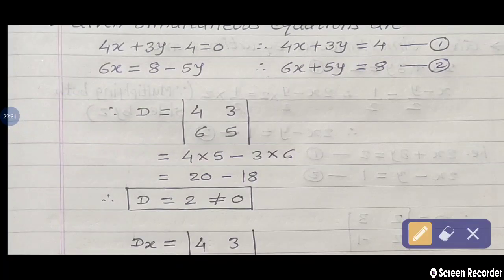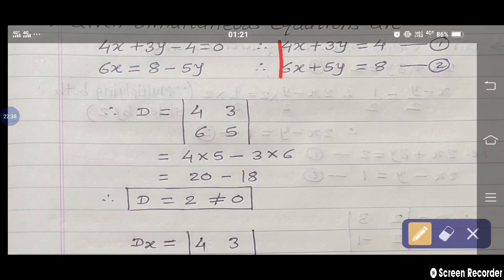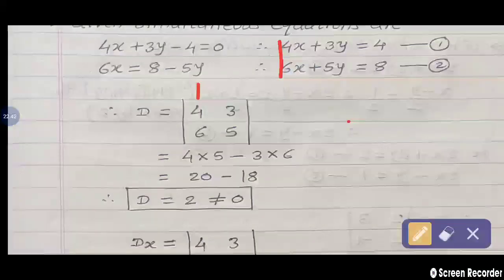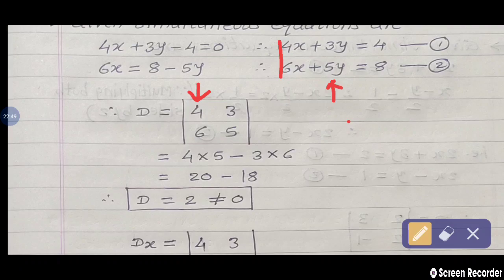Now compare the coefficients of x and y. Coefficients of x here are what? 4, 6, that we write in the first column, and coefficients of y in both the equations are given here, 3 and 5, that we write in the second column. Clear? So 4, 6 and 3, 5. Now therefore D is equal to, do the multiplication.